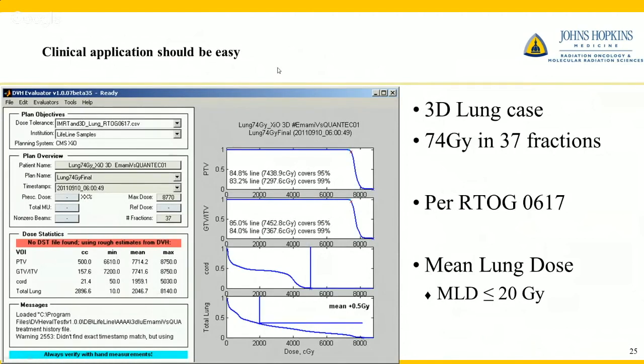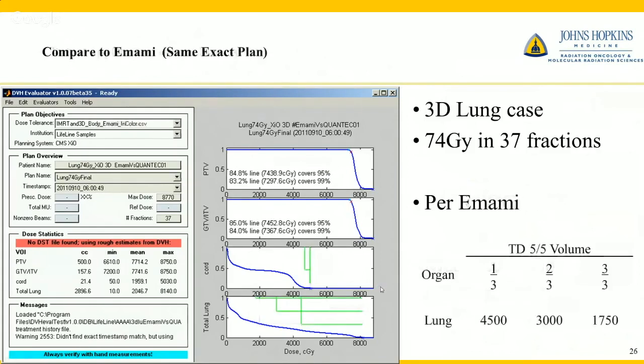So that's all kind of complicated, but clinical implementation has to be easy. So that's what I made this software for. Here's a 3D lung example, 74 gray in 37 fractions. And you could see right away the lung is over a limit. And this limit is 20 gray mean lung dose, which in RTOG 0617, they just say the limit, but they don't really tell you what the risk is going to be.